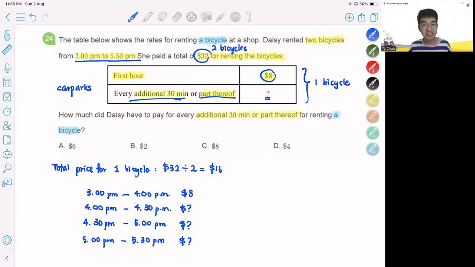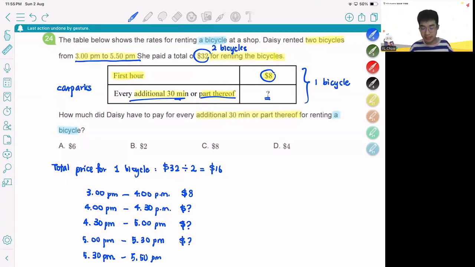Now, beyond that, she still continues renting each bicycle from 5:30 p.m., entering a new 30-minute block, but she didn't finish it, right? She only finished up to 5:50 p.m. Even though that's 20 minutes, it's part thereof, part of a new 30-minute block. So regardless, she will need to pay this amount again.